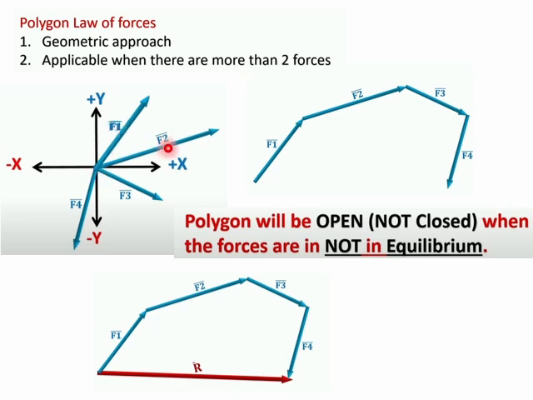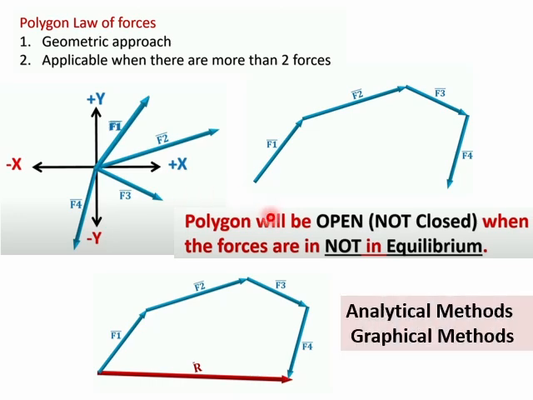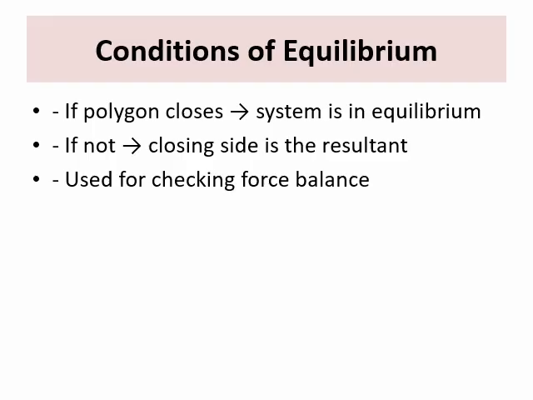If two forces are available, then the system, when it is closing, will become a triangle law of force. If more than two forces are available in the system, then it becomes a polygon law of forces. So there are two methods in which the resultant force R can be calculated, that is either by the analytical method or by the graphical method. In this session, we will see a graphical method problem.